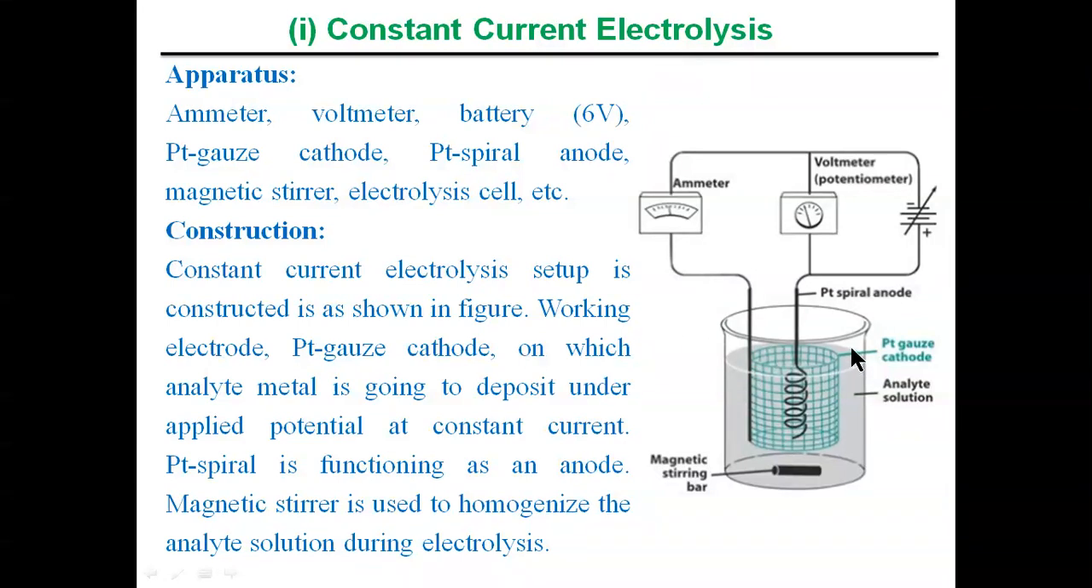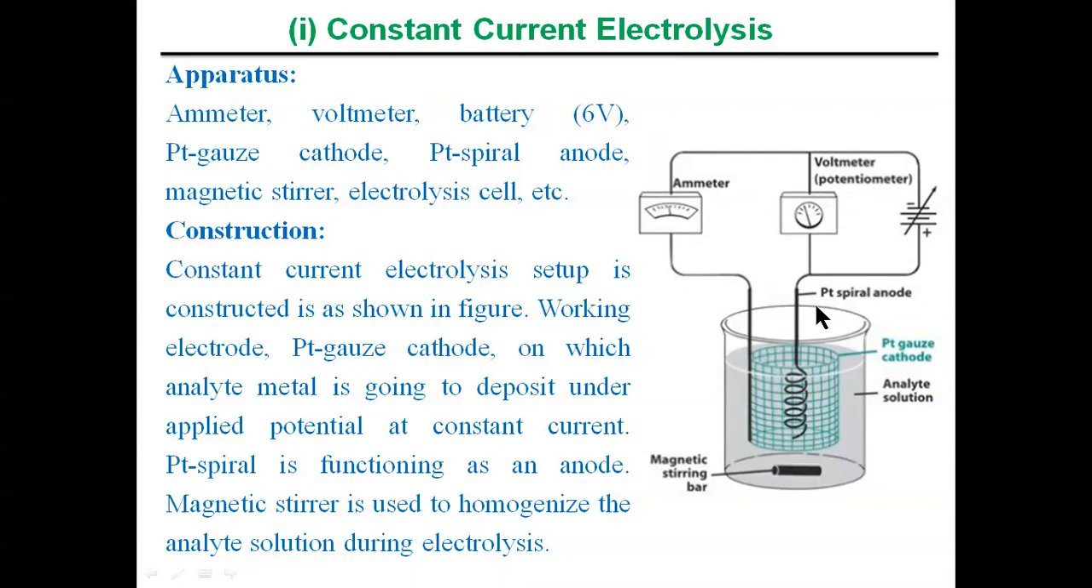Let us see the construction. The constant current electrolysis setup is constructed as shown in the figure. The working electrode, that is the platinum gauze cathode, is a circular electrode on which the analyte metal is going to deposit under applied potential at constant current. This is the function of the platinum gauze cathode, where the analyte metal deposits on its surface.